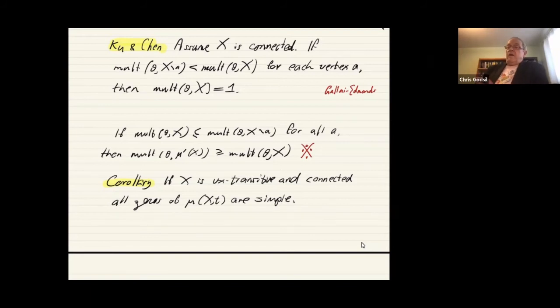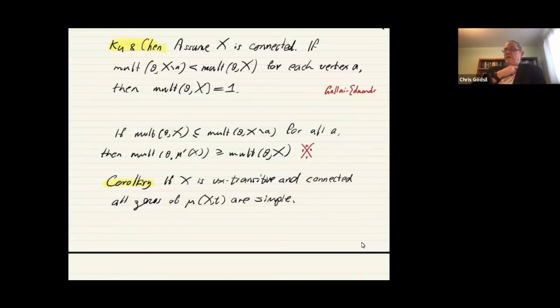Okay, so that's the exact analog or generalization of Godsil's theorem. Ku and Chen actually give a version of the Godsil structure theorem, but I didn't want to be explaining that today. So I'm leaving that out, but they have the full Godsil structure theorem.